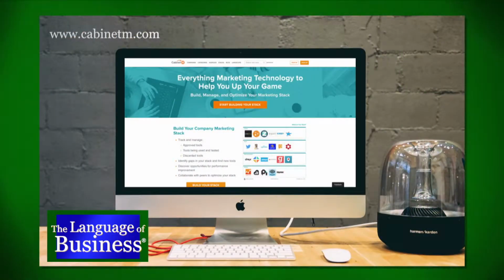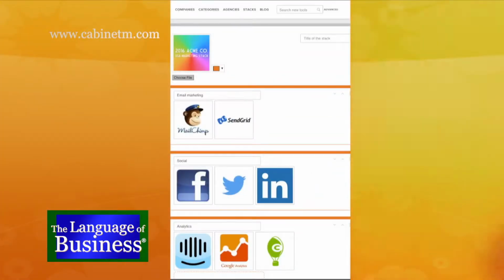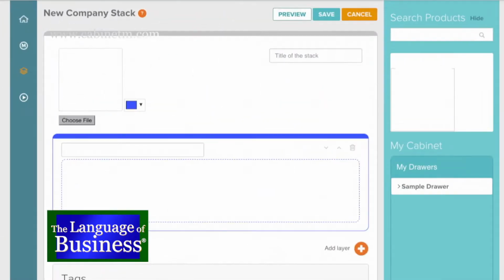Do you charge for the single stack, or do you charge per individual activity? One of the great things about our site is that you can do a lot of things for free. On Cabinet M, you can come to our site, you can search and discover new tools. We have over 5,000 tools on the site. And then you can build your marketing stack. What we find marketers doing is building the stack they have today, the stack that they would like to have, and then building stacks to keep track of tools that they might use in the future. You can do all of that for free. What we charge for is team collaboration. In a big enterprise organization where teams would like to work together on stacks, we charge for that.